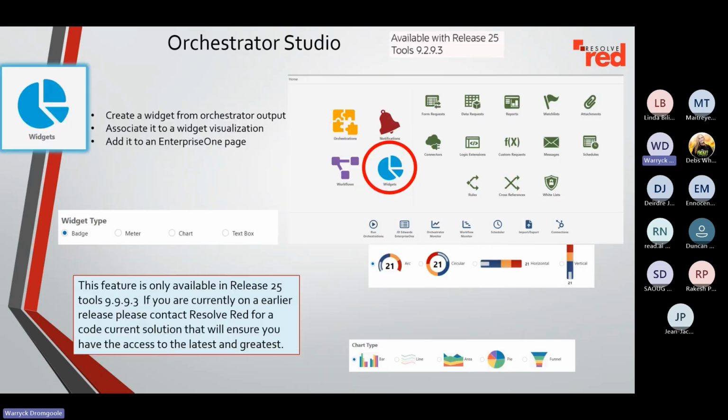In release 25 from tools 9.2.9.3, you will notice a new icon in your Orchestrator Studio, circled in red, called widgets. If you are currently on an earlier release, you're more than welcome to contact Resolve Red for a code current solution that will give you access to the latest and greatest features. When you select this widget icon, you'll be able to create different types of widgets, like a badge, a meter, a chart, or a text box.